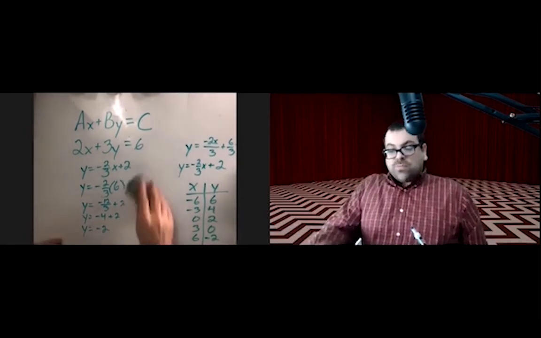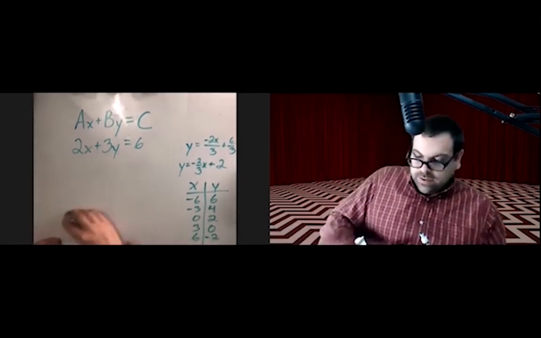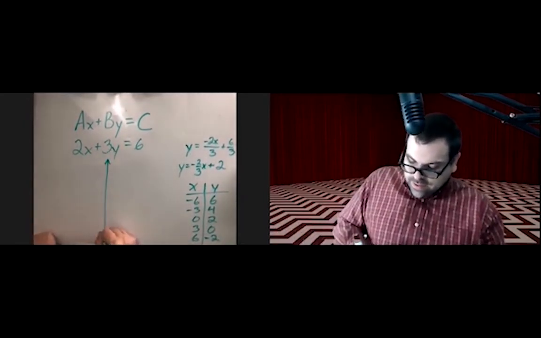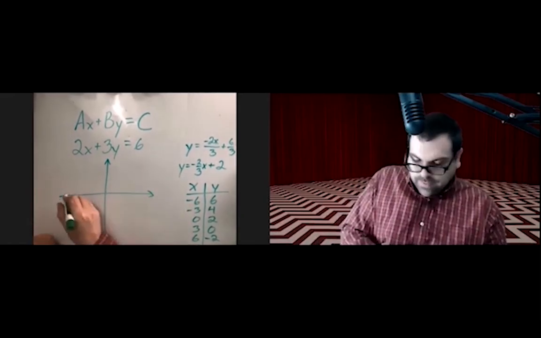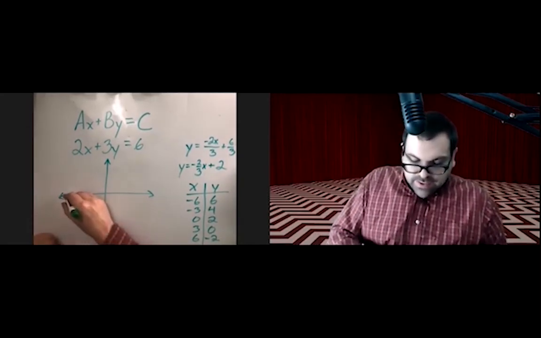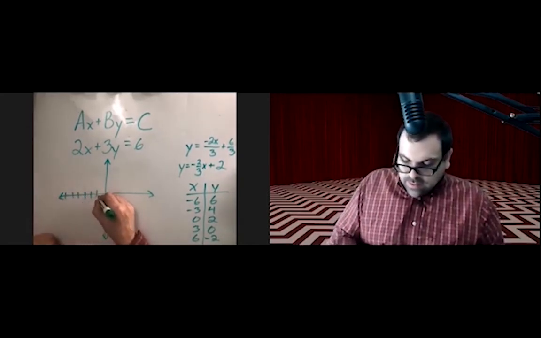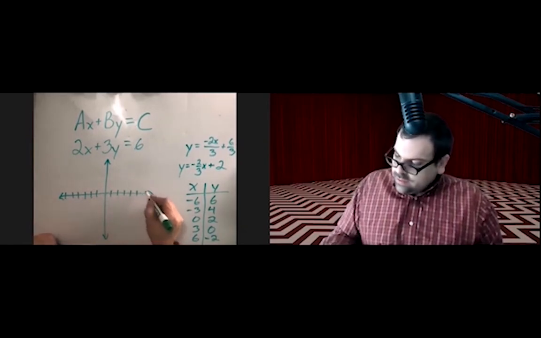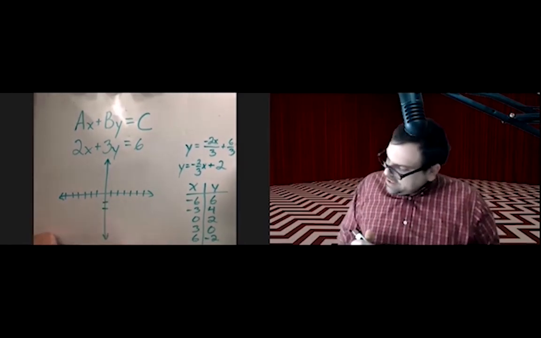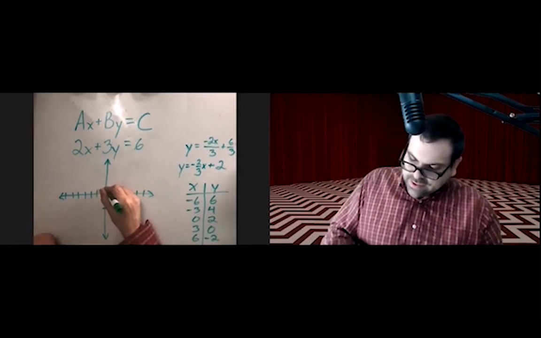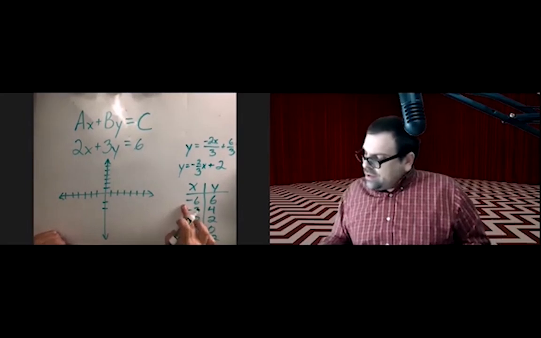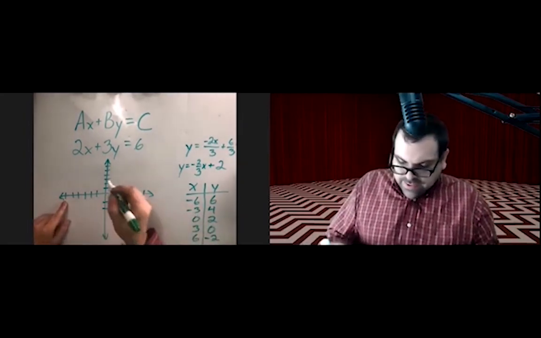What do we do with our XY table? We plot these points. My x's need to go from -6 to +6 at least. My y's, I'm going to need -2 up to 6. 1, 2, 3, 4, 5, 6. -6, 6.